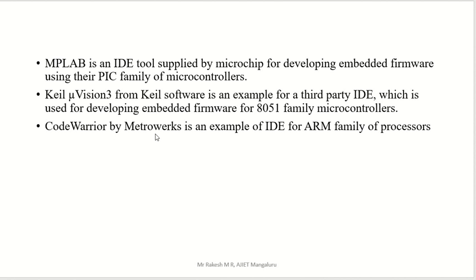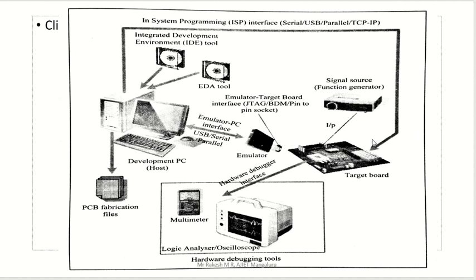Code Warrior by Metroworks is an example of an IDE for the ARM family of processors. Like this, there are different software tools. We are using GUI based software in some of the applications. Now here is one diagram, you can consider this diagram important. Mainly this comes under your IDEs. So what are the different things they have given?